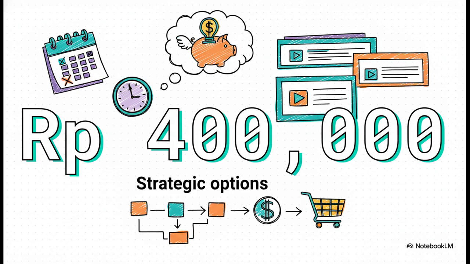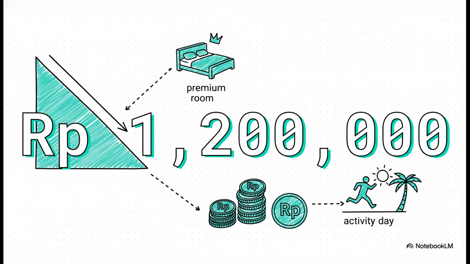Think of it in business terms as the cost of, say, one digital ad campaign. And the other option has its own price. That premium room costs 1.2 million rupiah. Now, notice something really important here. It's 3 times more expensive than the activity day. That price ratio, that's going to determine the slope of our budget line, just how steep the trade-off really is.